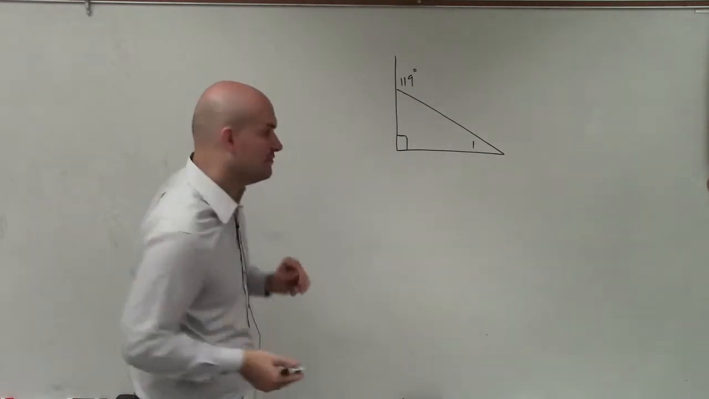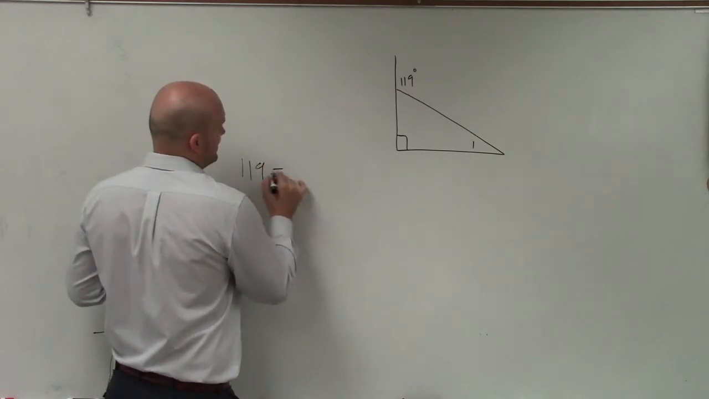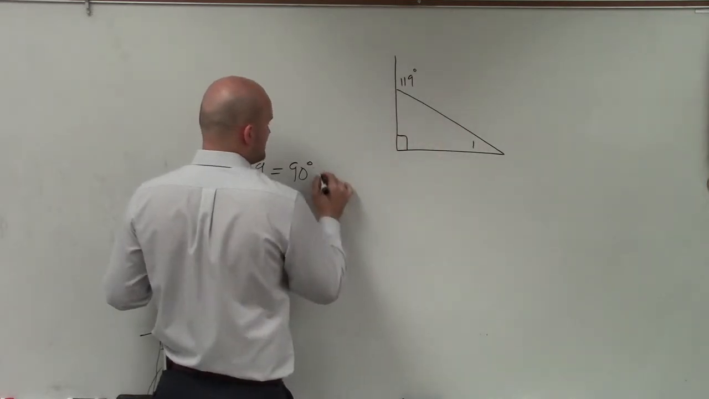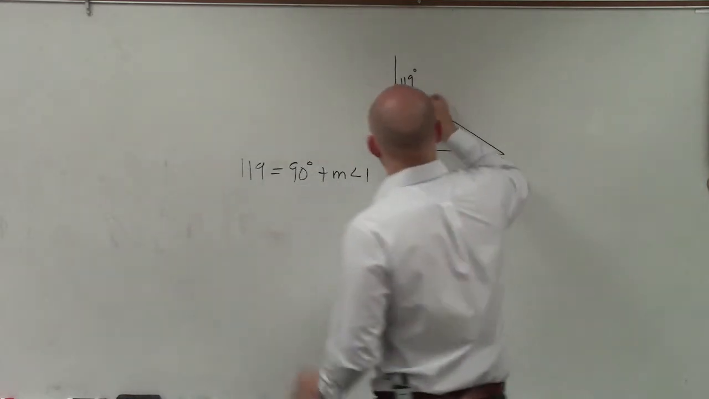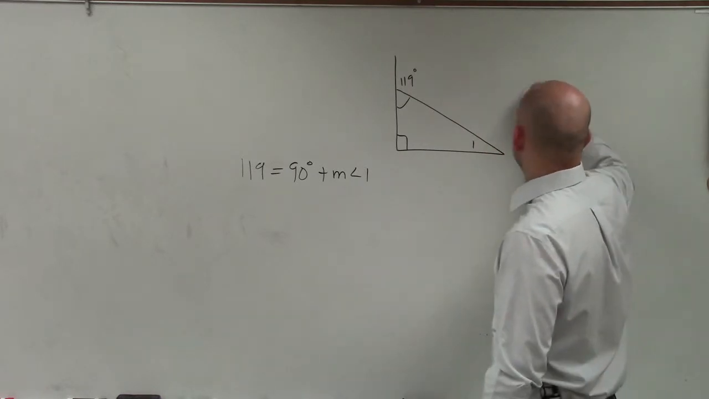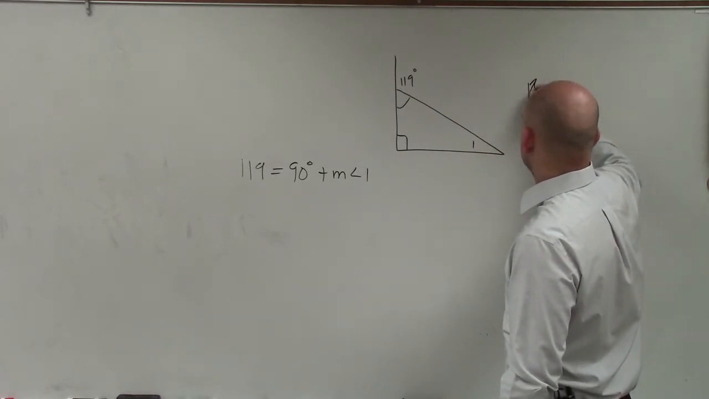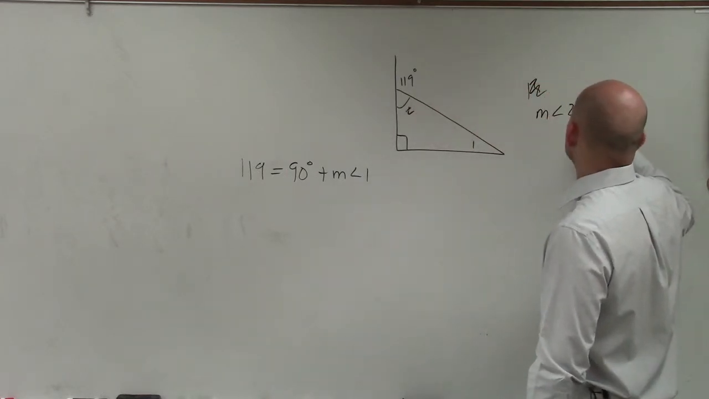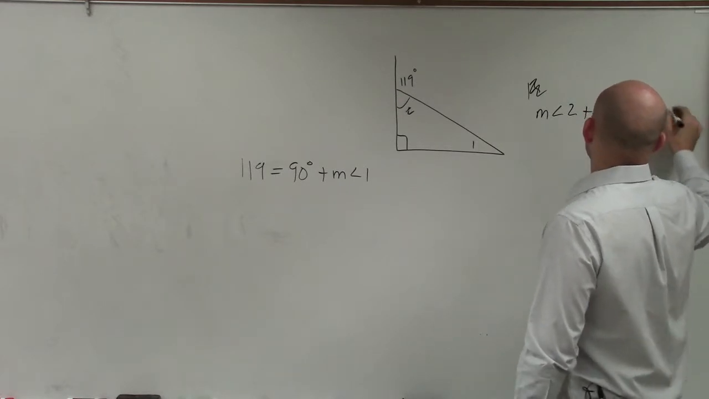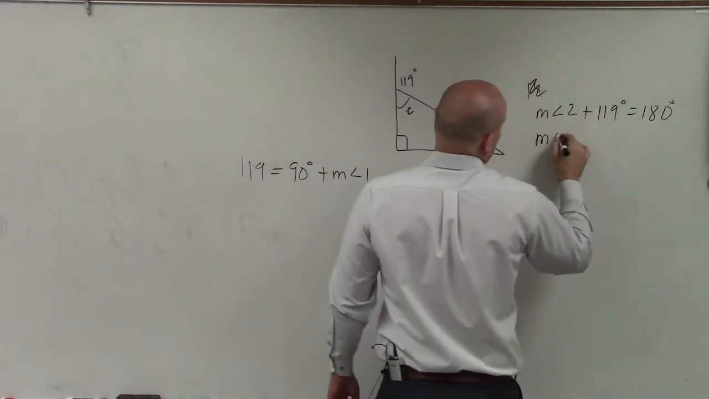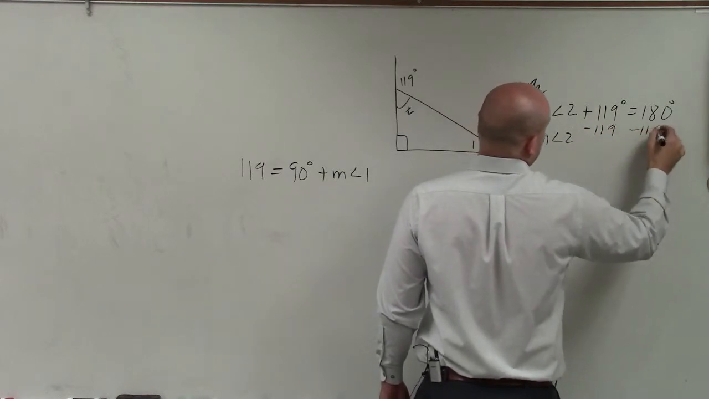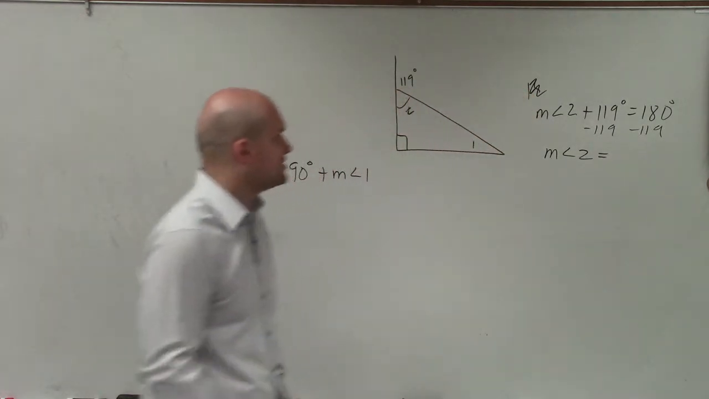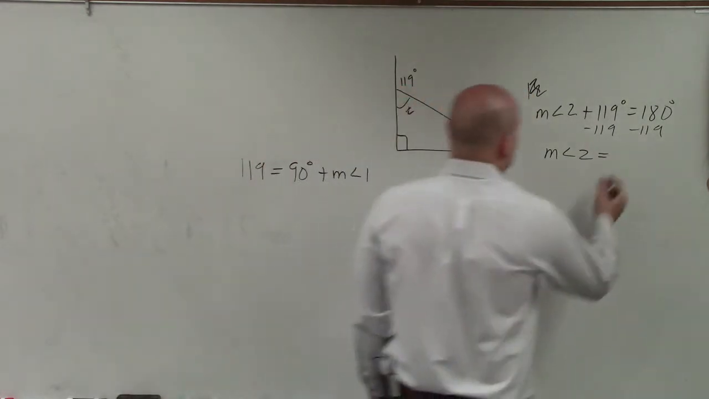So I'll go ahead and solve this two different ways. I can say that 119 is equal to the sum of your two opposite interior angles. I could also say I want to figure out what that interior angle is. So let's call that angle 2. So I could say measure of angle 2 plus 119 equals 180. So subtract 119. Measure of angle 2 is going to be 61.